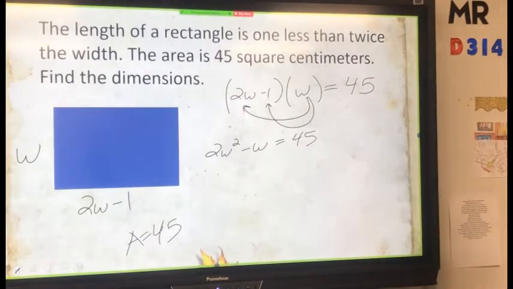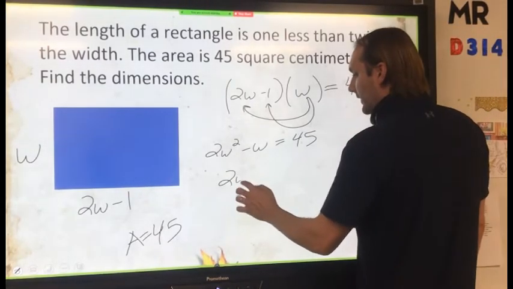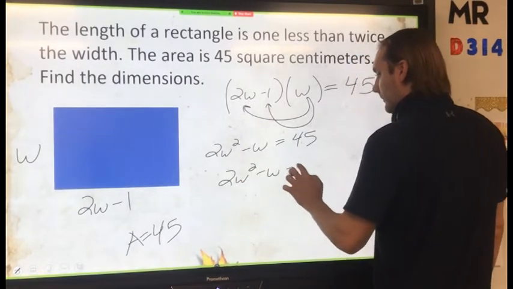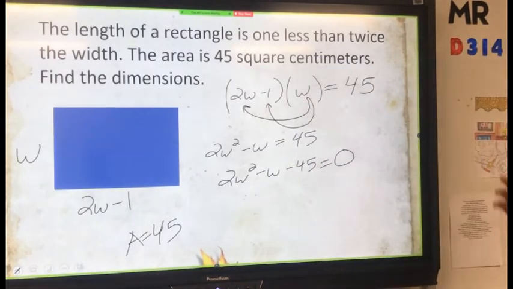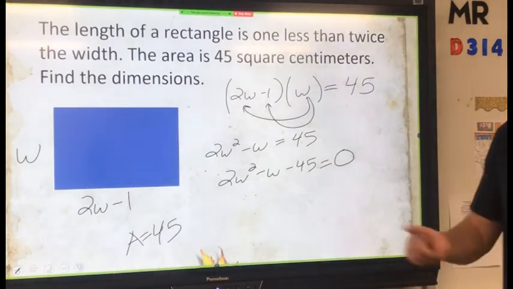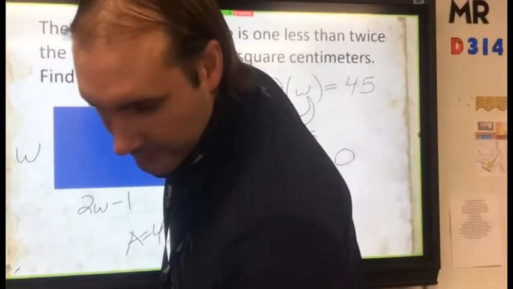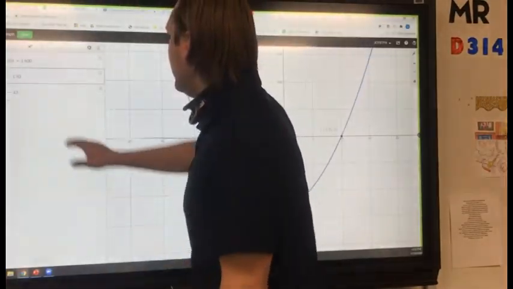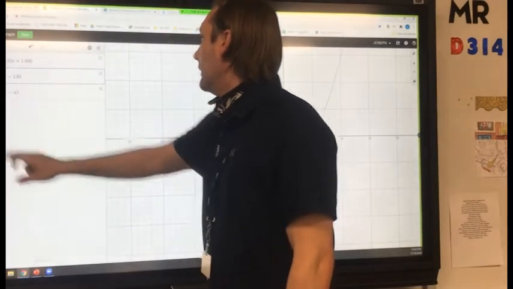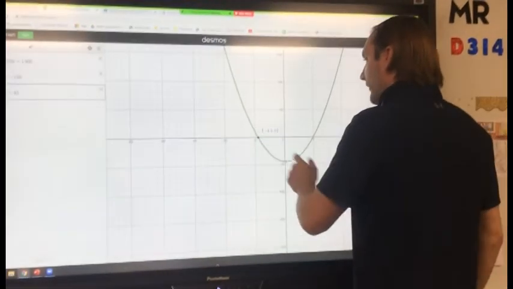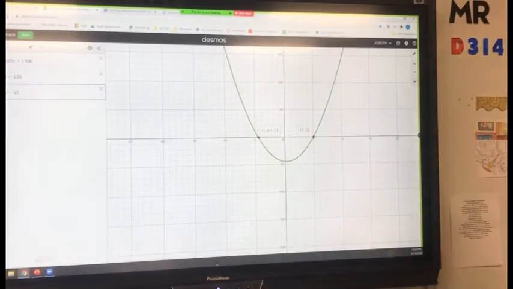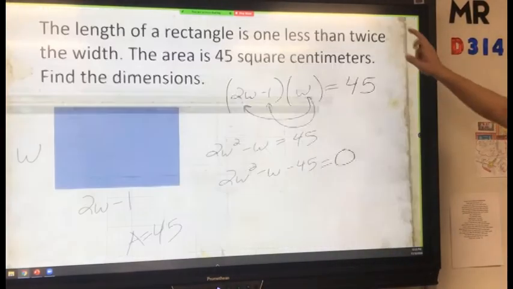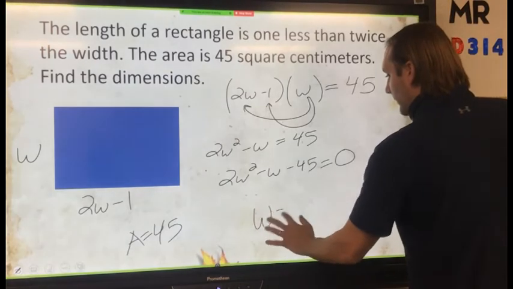Since we're dealing with quadratics, what should I do? Set equal to 0. Very nice. So subtract that 45 across, it equals 0. And then with all of our word problems, we want to solve it by graphing. So as I look at my graph here, I have 0 at negative 4.5. I'll throw it away because this is negative. And 5. So my W equals 5.